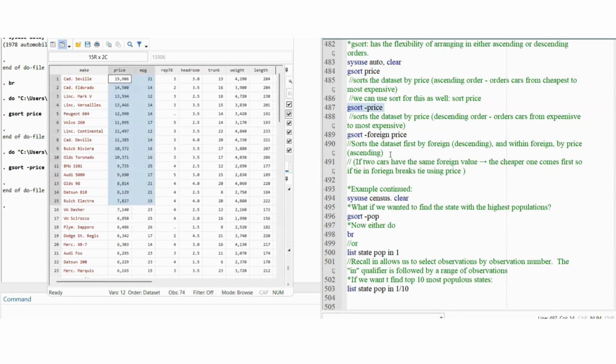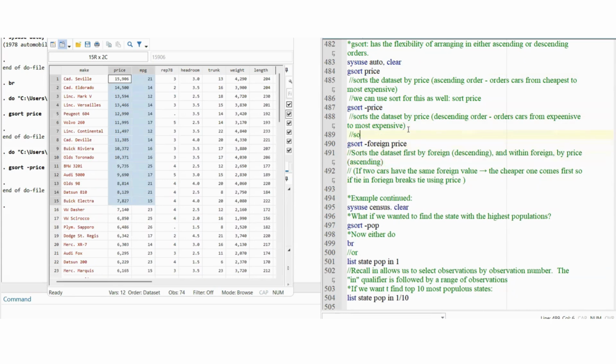So sort cannot do this, right? This is where the difference comes. Sort can't arrange in descending order.